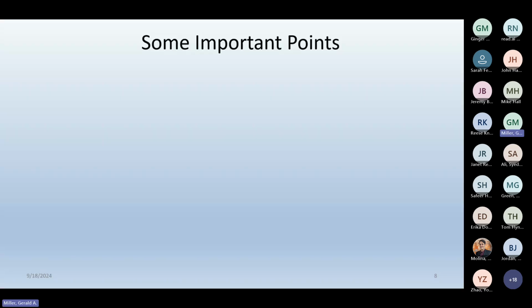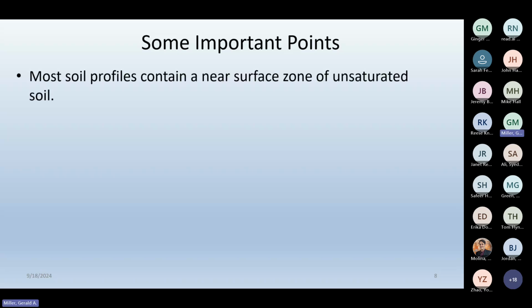Okay, some important points to be thinking about as we go through this presentation today. First of all, most soil profiles contain a near surface zone of unsaturated soil. I would say that's especially true in Oklahoma. Certainly there are profiles that are saturated, depending on where you are in the country and where you're located relative to floodplains and rivers and things. But a lot of the soil we work in around the central Oklahoma area, it has a significant unsaturated zone.